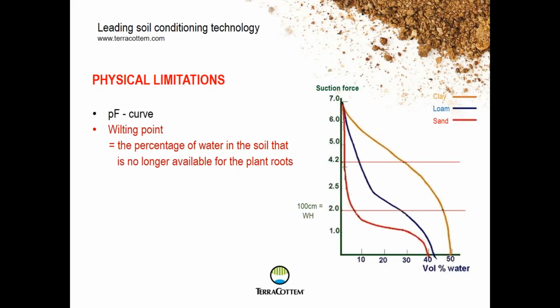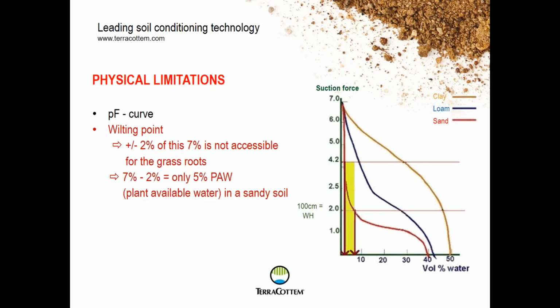At a certain point you reach PF 4.2, and that's called the wilting point. This is another equilibrium here, because the force at this point is higher than the suction force from the roots. So the water above 4.2 is not available for the plants. So out of the 7% I showed you, 2% is not accessible for grass roots. That means that you only have 5% of plant available water in a sandy soil. So that's not a lot.